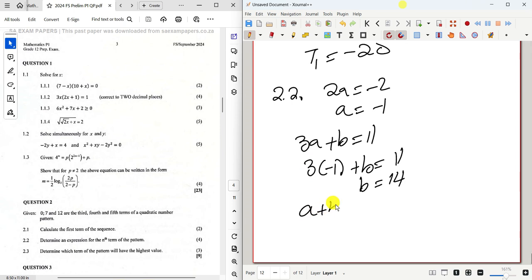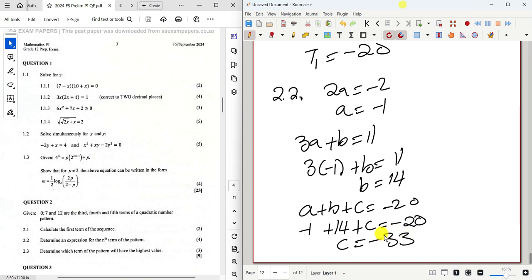And we said a plus b plus c was equal to negative 20. I still remember term 1. So this is minus 1 plus 14 plus c equals negative 20. I think it'll be 33. So c is negative 33. Happy? Perfect. Now, we are not done.